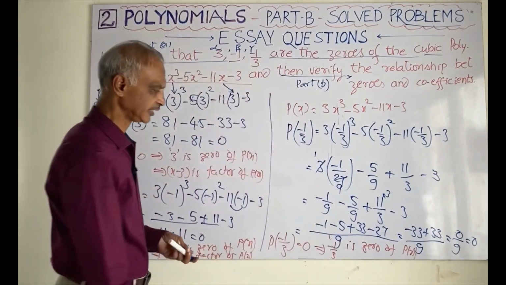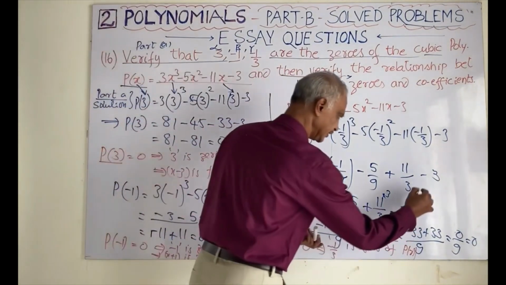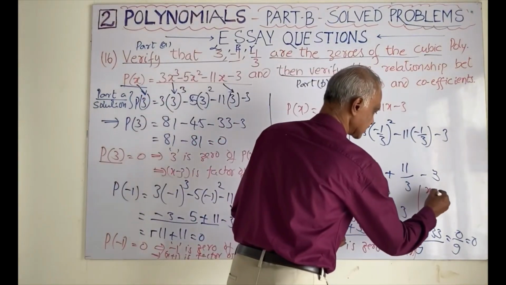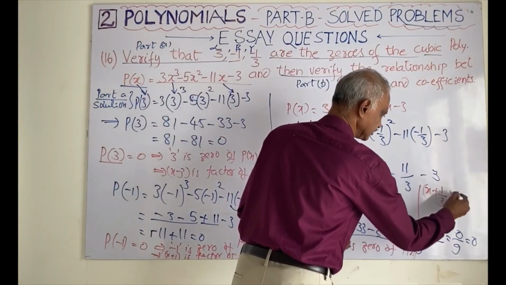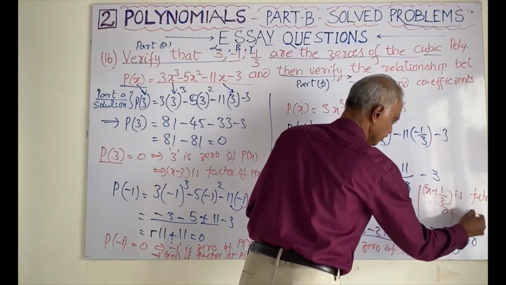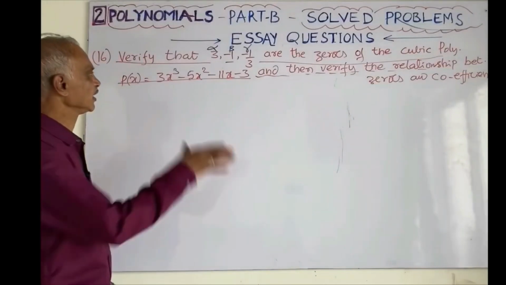And also you can write here, x plus 1 by 3 is a factor of p of x. Part A is over.